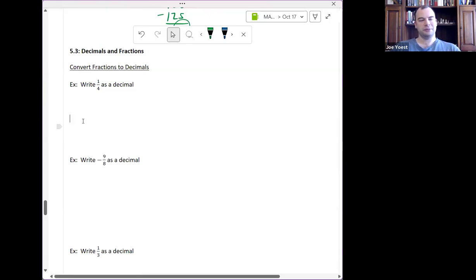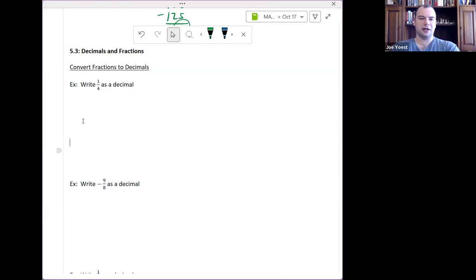What about going the other way? What if I'm given a fraction and I want to find the decimal equivalent? What if I want to write 1/4 as a decimal? We might be able to figure this out based on context. Maybe we say, okay, a quarter of a dollar is 25 cents, so I think it's going to be 0.25. But let's go through it systematically.